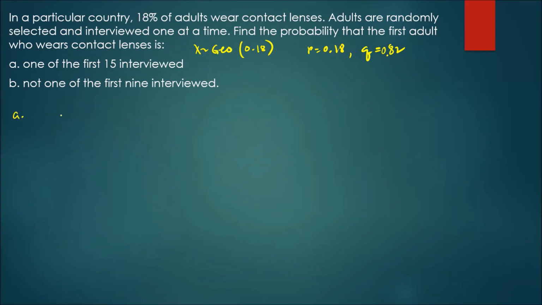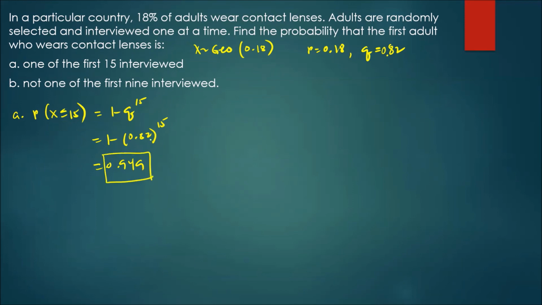One of the first 15 interviewed would be the probability that X is less than or equal to 15. And we know that we can write this as 1 minus q raised to 15, or that is 1 minus 0.82 raised to 15, which is equal to 0.949. Okay, so see, once you understand it, the computation would be very, very easy.